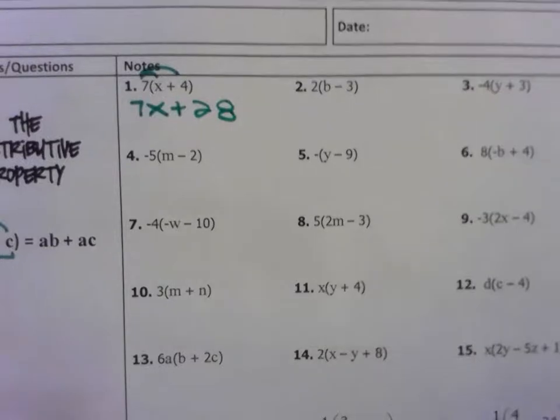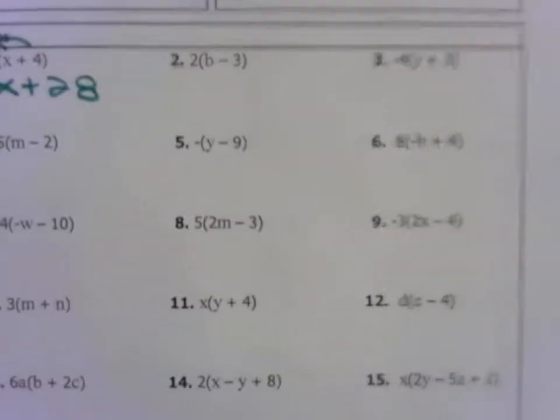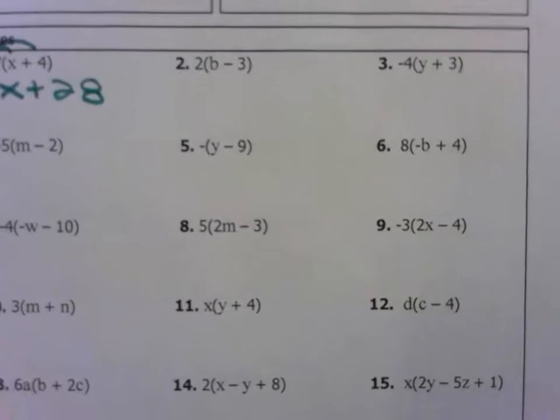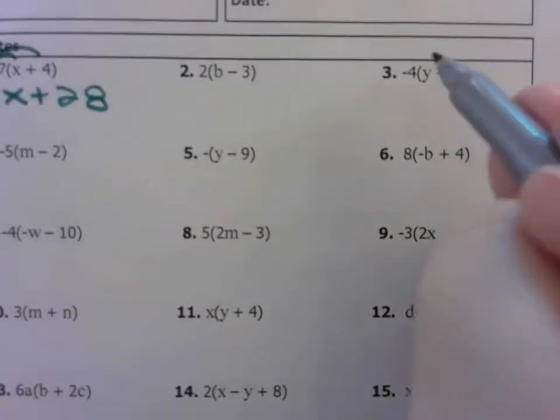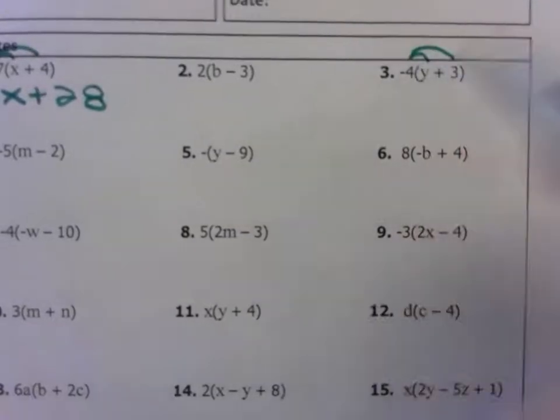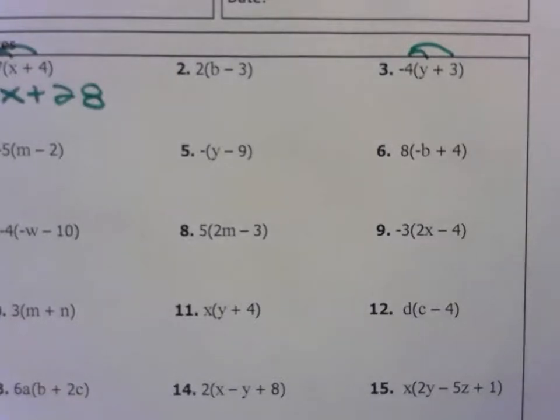Okay, let's look at a couple of these. Let's look at number 3. Negative 4 times y plus 3. You're going to take the negative 4 and distribute it, or multiply it, by everything that's in the parentheses.